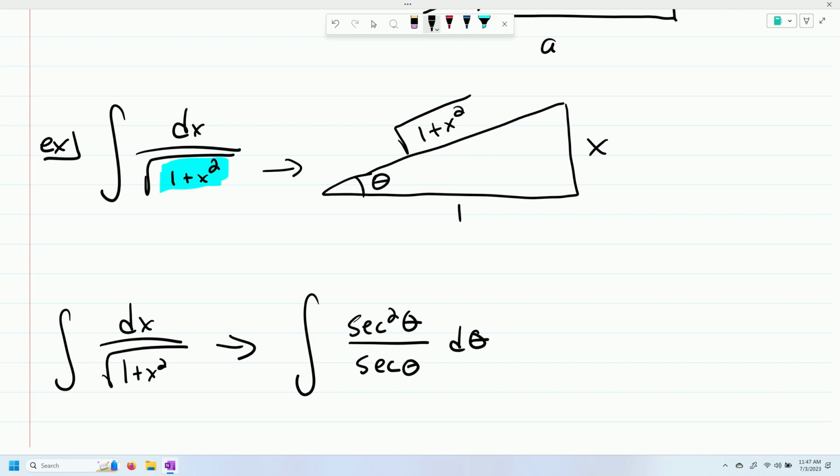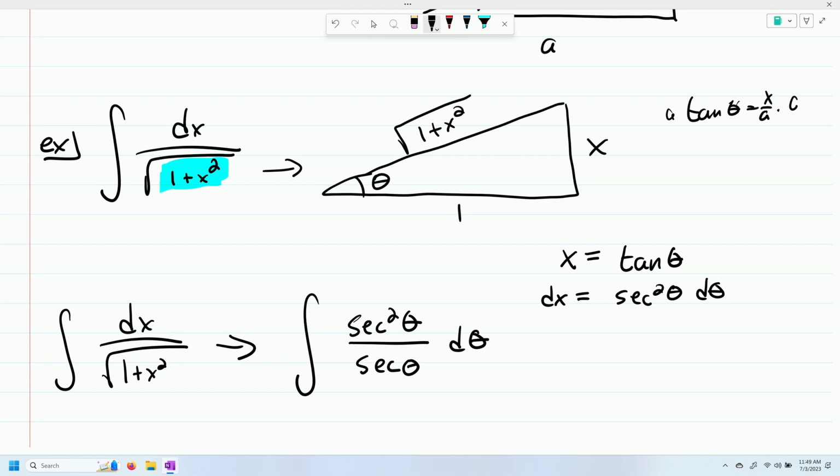Now, how do we get this? Remember, x equals tangent theta. All I did was I took tangent theta equals x over a and solved it for x. All right? So multiplied a by both sides. And a in this case is a 1. Now, the derivative of x is dx. The derivative of tangent theta is secant squared theta d theta.